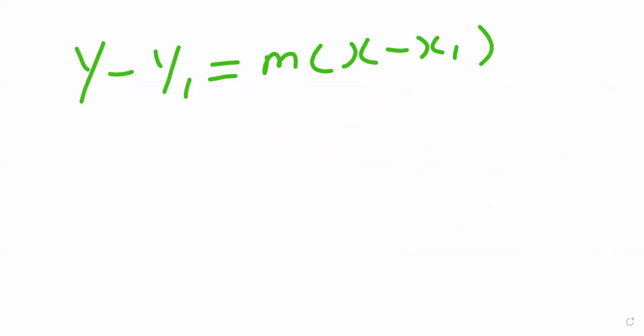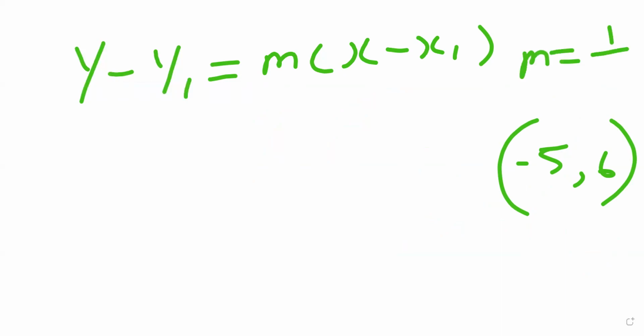So we're using the point, the coordinates -5, 6, and we're using the gradient, which is equal to 1/5. Let's plug the values in now and see what happens. So y remains the same. No, this is x, this is y. So this is y1, x1. So let's plug these values in.